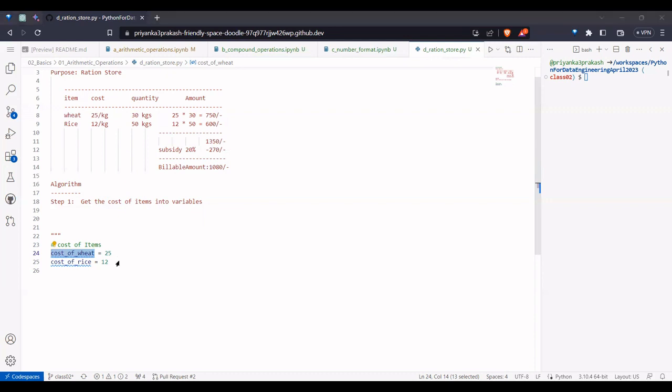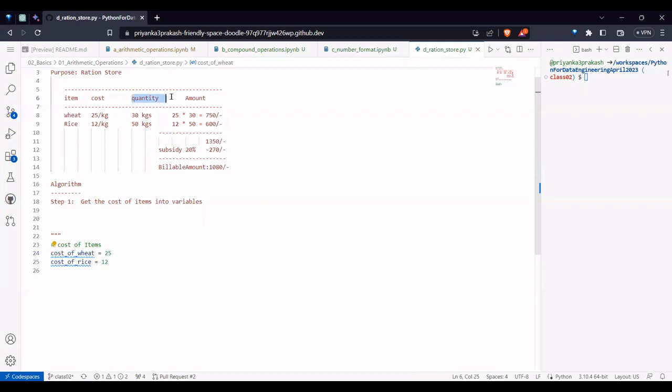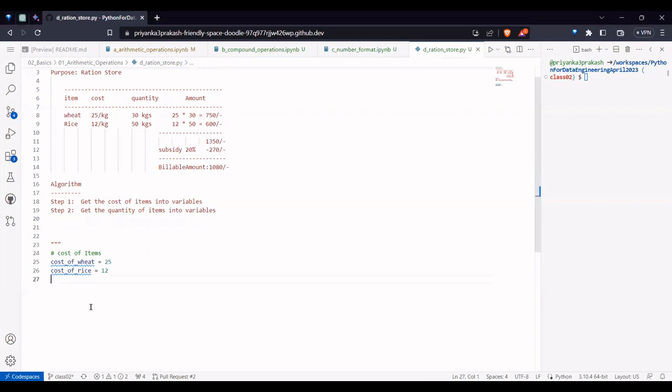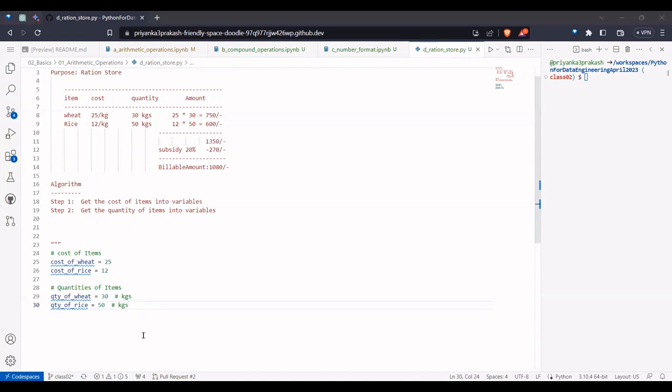Now, similarly to cost, the next thing is quantity. We need to make a representation of the quantity also. Get the quantity of items into variables. So similarly, whatever the quantity is, I can get it. Cost is per kg. Similarly, quantity is also per kg. You got it. So 30 means 30 kgs, 50 means 50 kgs. This comment is not mandatory. This comment will help people who are reading the code to understand. But see how I am maturing myself.